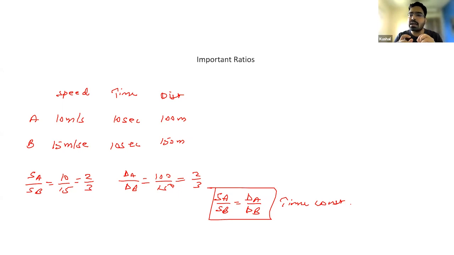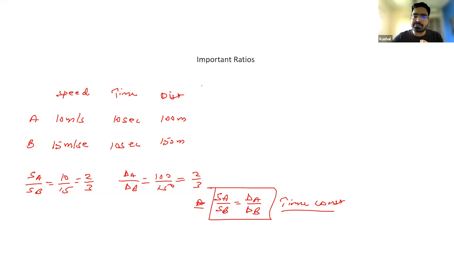What matters is how much time they are traveling for, and is that value of time the same? Now, if that happens, then I'm directly going to say that the ratio of the speeds of A and B should be equal to the ratio of their distances. By time constant, I don't mean a specific time. I mean the quantum of time being the same, right? So this is one part of it.